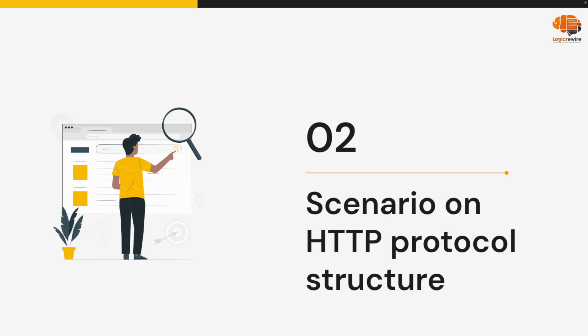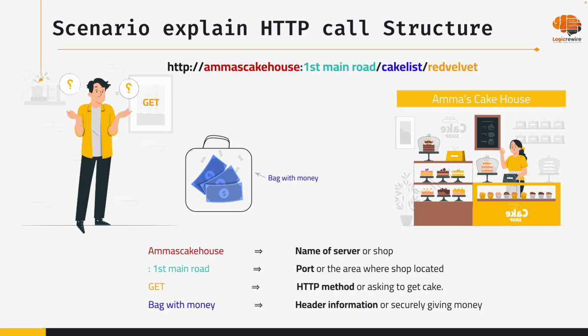So basically, as I told you, HTTP has some set of ways, a structure or rules, and whatever the rules are, based on that only we have to provide the request. Then our server will easily understand. Otherwise, the server will not understand what we are asking for. Okay, so next let's go for the scenario.